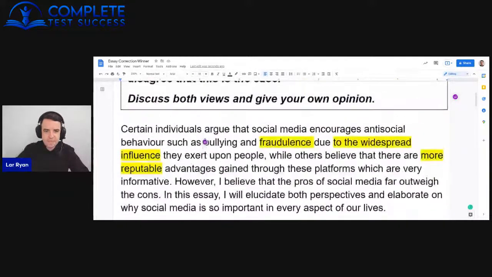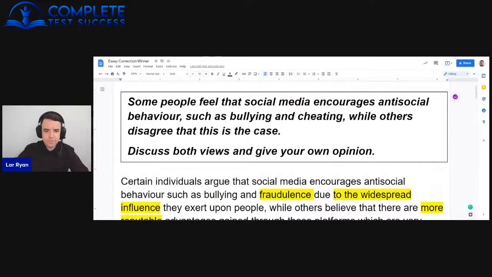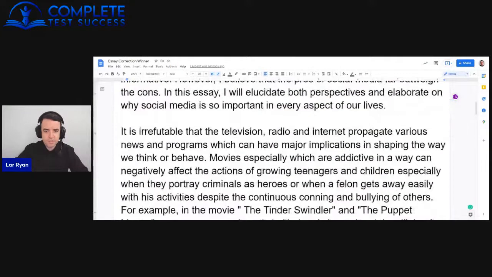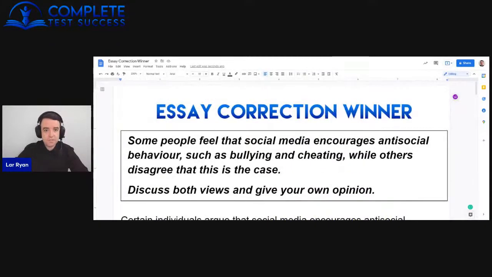And then what are we looking to talk about? So we're talking about social media, not the media in general. So we're not talking about movies. We're not talking about television. We're not talking about radio. We're not talking about the internet in general. We're actually talking about social media. So basically that whole paragraph is irrelevant.